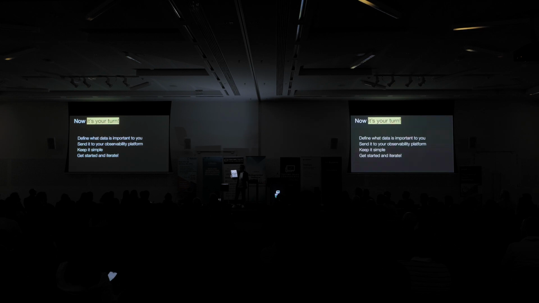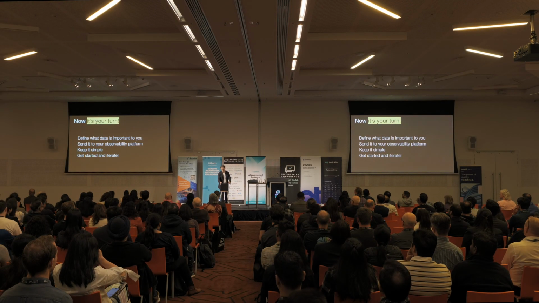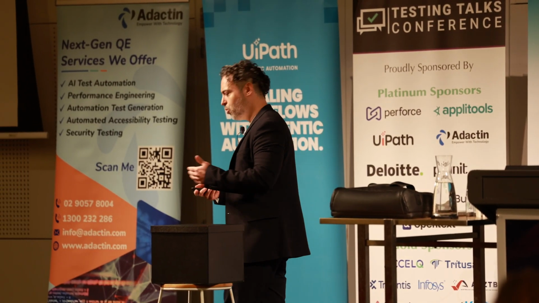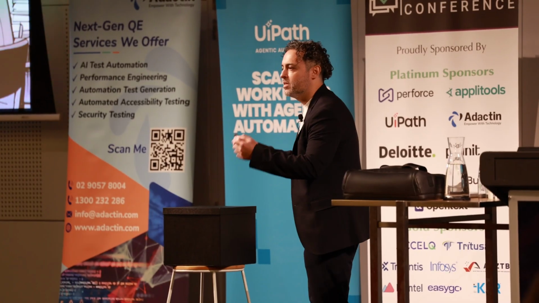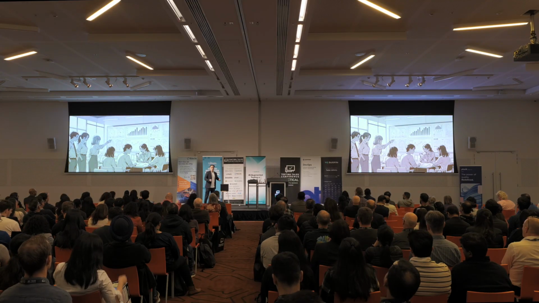Now it's your turn to define what data is important for getting your answers and send it over to the observability tool of choice. To keep it simple, don't overcomplicate it. You can start small and iterate as you go. Don't wait for perfection. And if you want to take home one idea from today, it is that all this data and numbers and metrics and logs don't mean much if they don't spark conversations with your teams. Let's use this data as a collaboration tool.